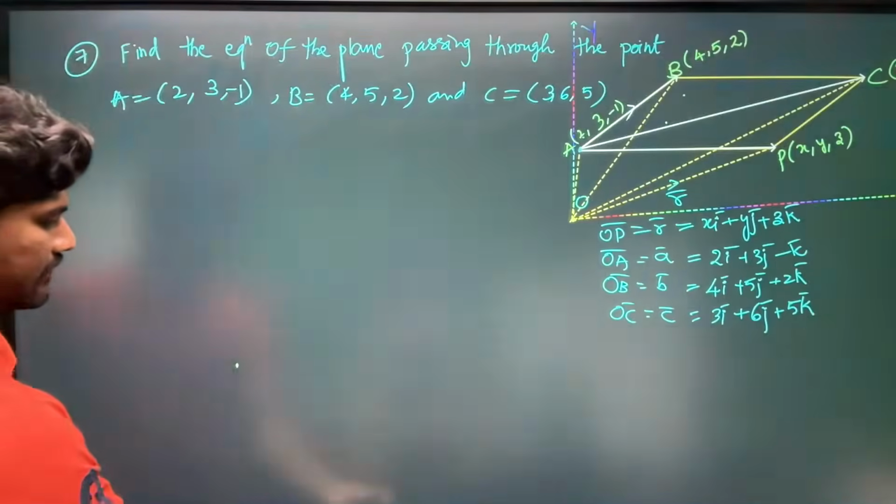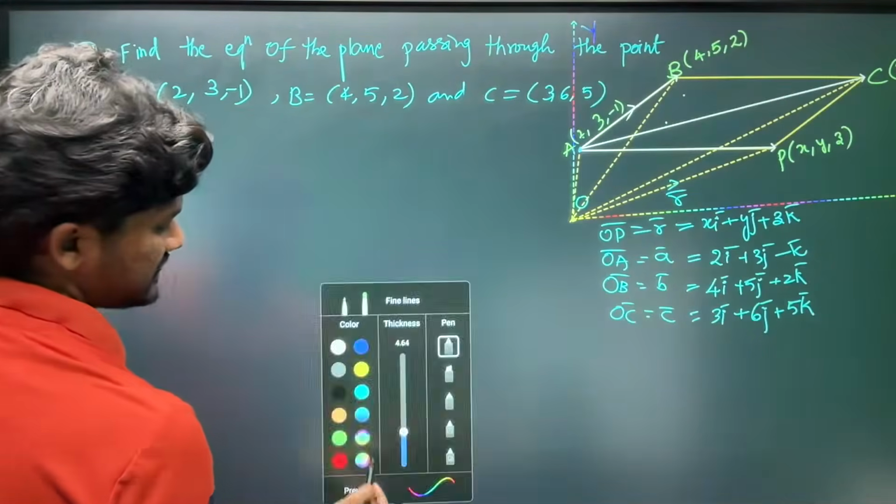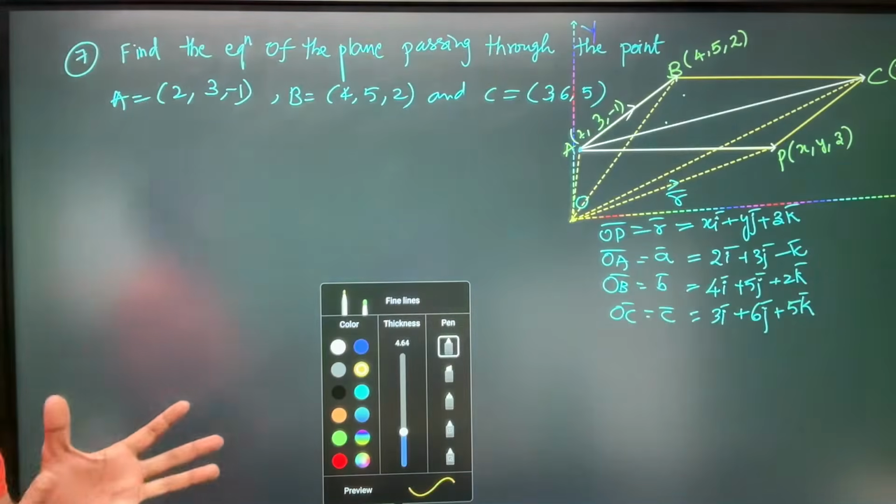Whenever two or more vectors are lying in the same plane, we can call them coplanar vectors.